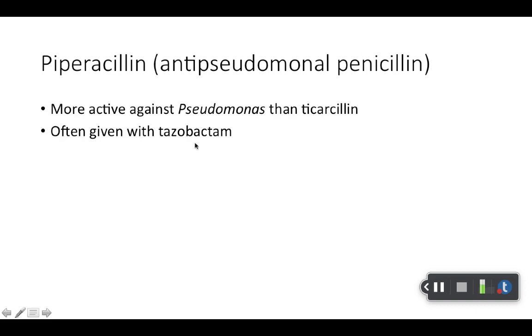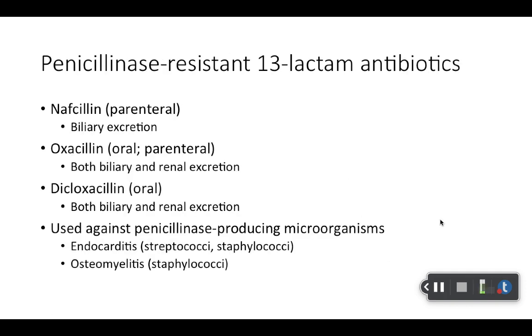Also note that piperacillin inhibits cell wall synthesis, but the tazobactam is like the clavulanic acid, as you'll remember. The tazobactam is a beta-lactamase inhibitor. The beta-lactamase would normally gobble up or eat up the piperacillin, so giving them in combination allows more of the piperacillin to kill the bacteria.